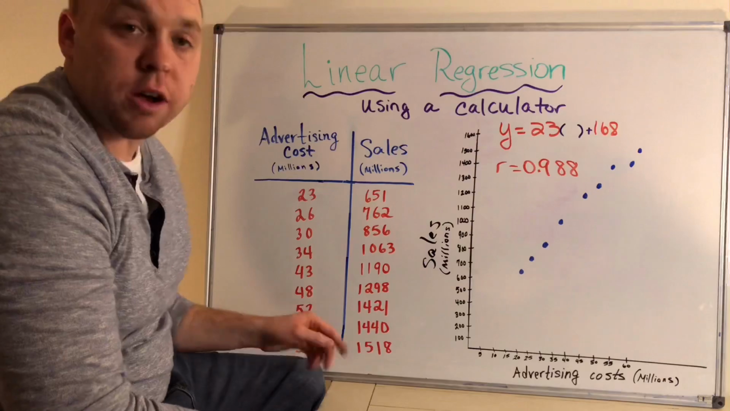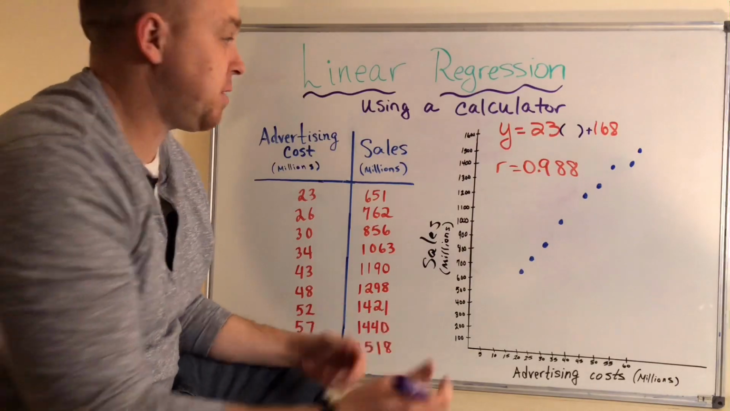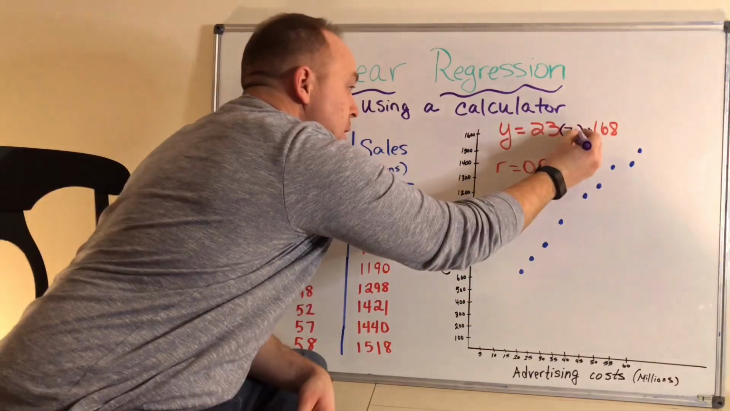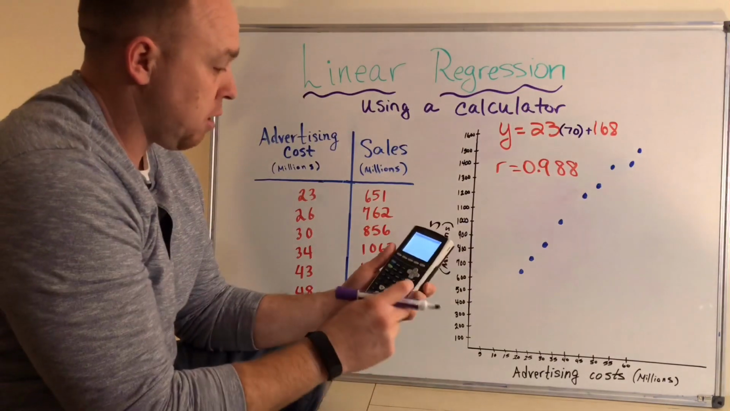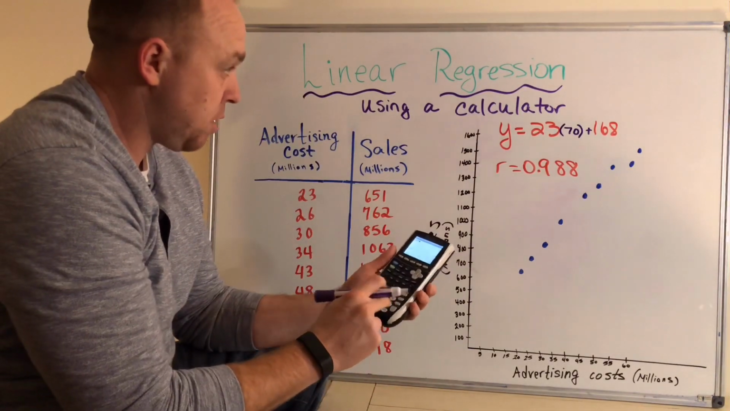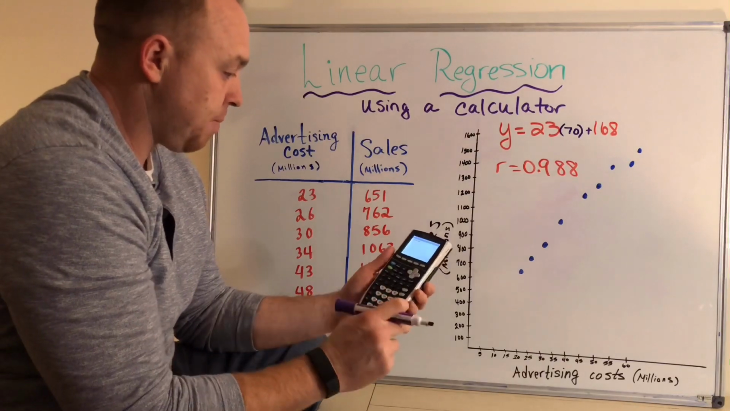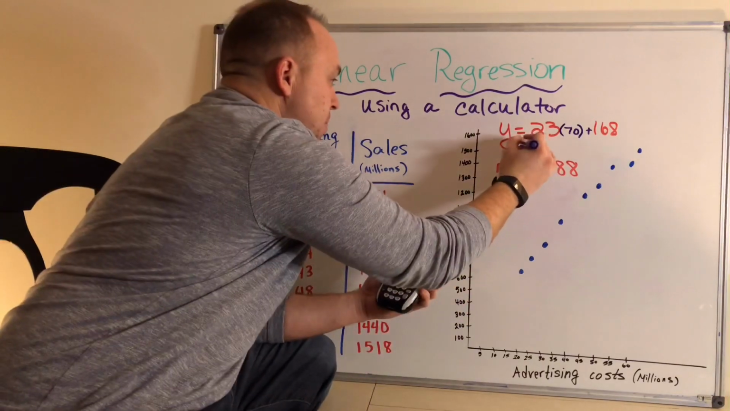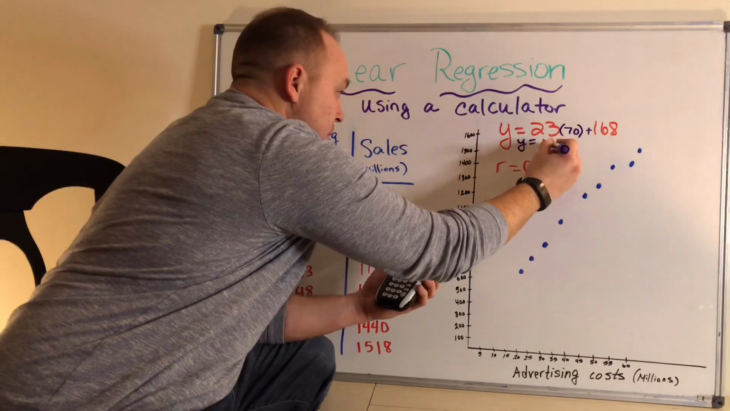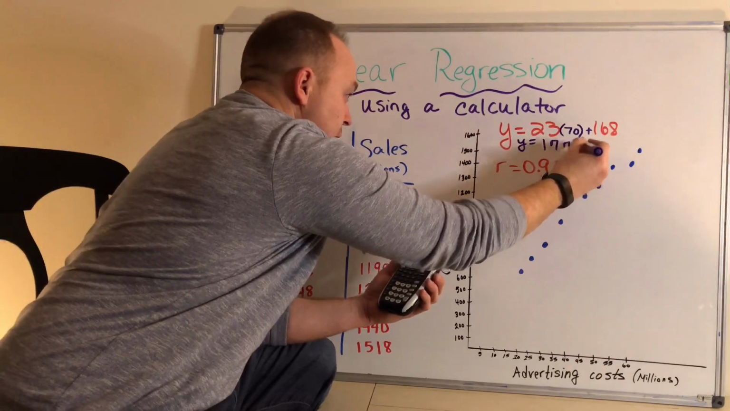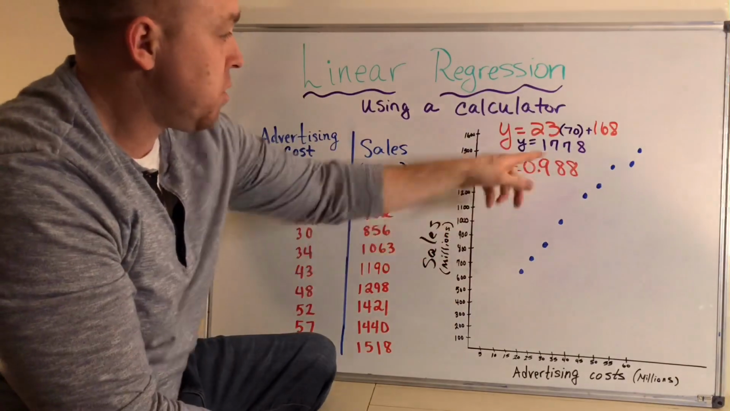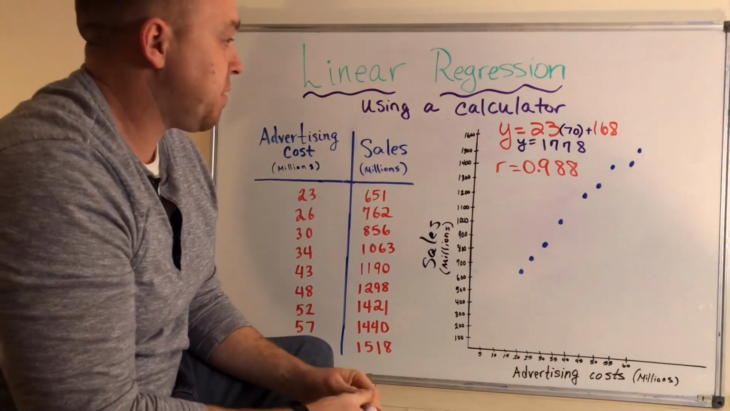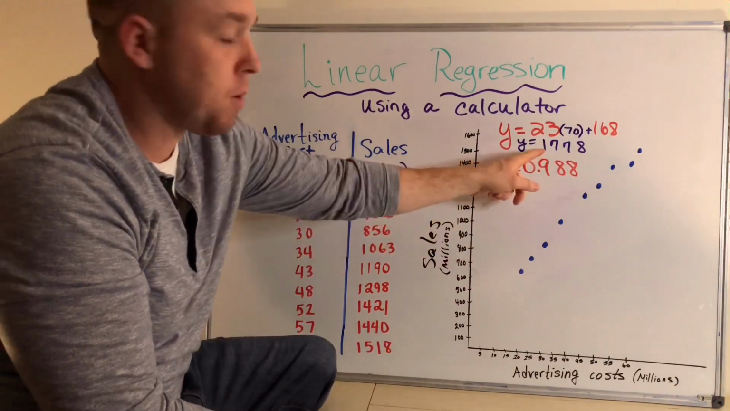So let's say we want to increase our advertising cost to $70 million. What we'll do is plug that into our calculator, 23 times 70 plus 168, and that's going to output a value of 1,778. Now remember, that's in millions, so you'd have to add 6 zeros, so it's actually now in the billions, but that's a lot of money, so that can help us make a prediction.